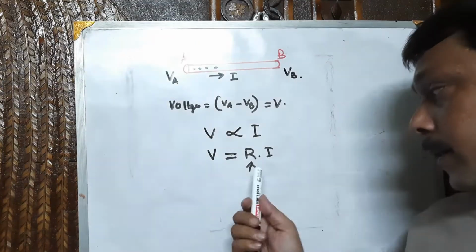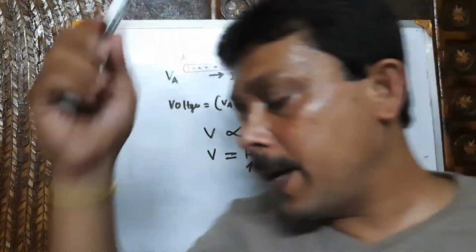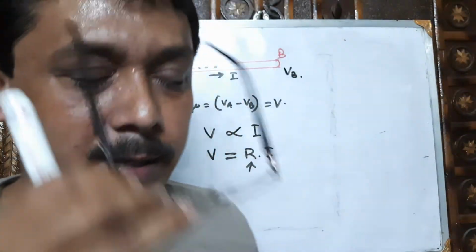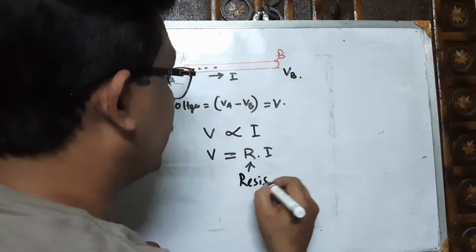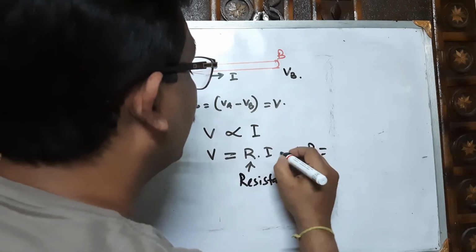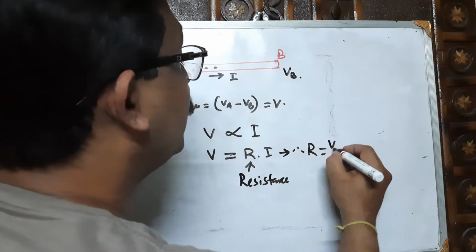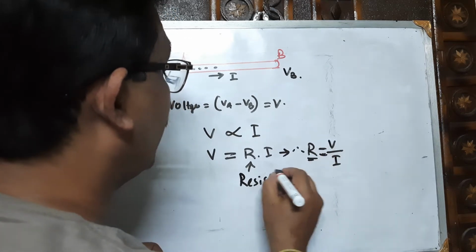Now this R is a proportionality constant. Also this R has a name, we call it the resistance. In class 10 also we got this term called resistance. So resistance is nothing but R. From here we get R equal to V by I. That means voltage by current is equal to the resistance. This term we got: resistance.